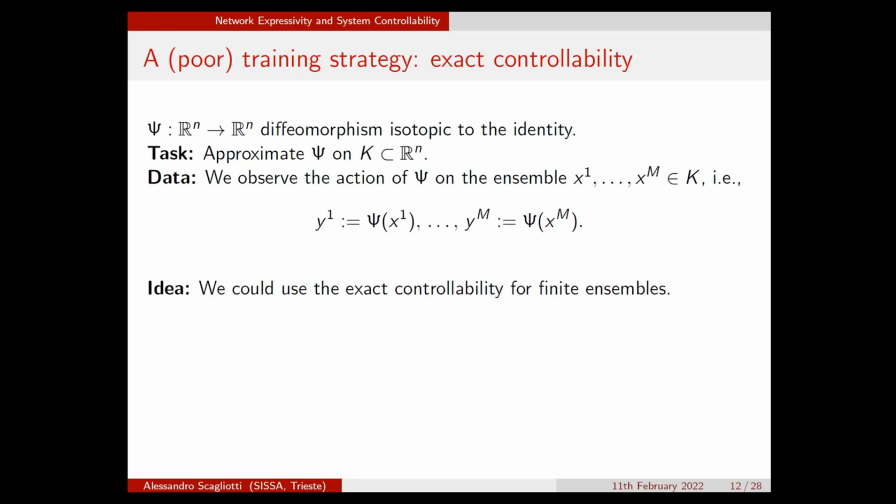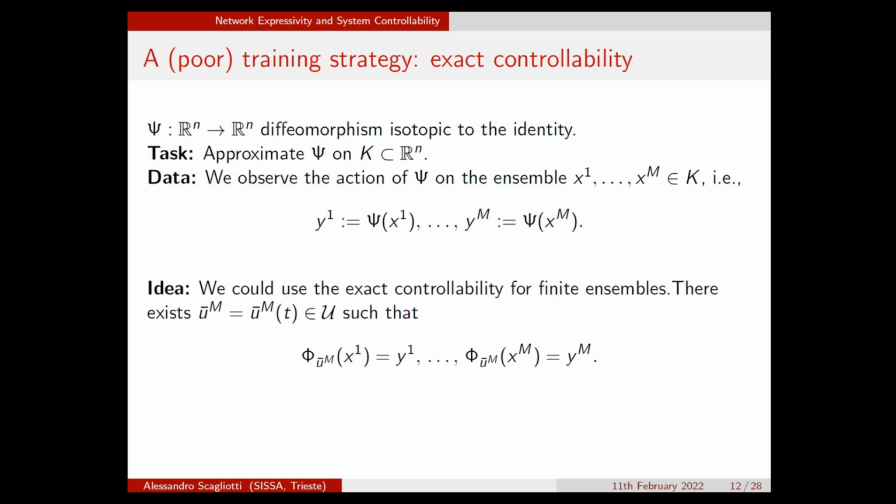So what is the first idea we may come up with? The idea is that we could use the exact controllability for finite ensembles in order to produce an approximation. Since we can approximate exactly the finite ensembles, we can obtain an admissible control ū_M such that the corresponding flow phi ū_M maps each initial point onto the observed image. With this strategy we achieve a null training error.